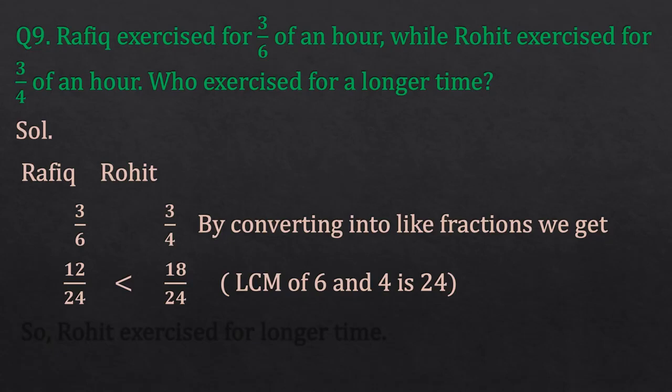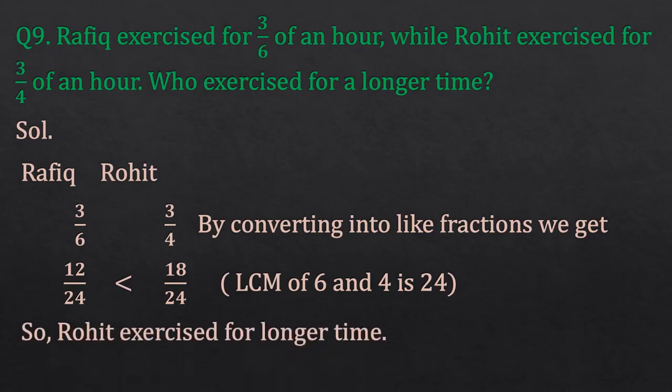Now see next Rohit's fraction 3 upon 4. In place of 4 now we have to make the denominator 24. How will we make it? By multiplying 4 by 6. So we will multiply the numerator also by 6. 6 3s are 18. So our two new fractions are Rafiq 12 upon 24, Rohit 18 upon 24.